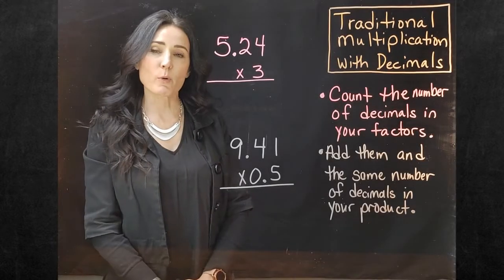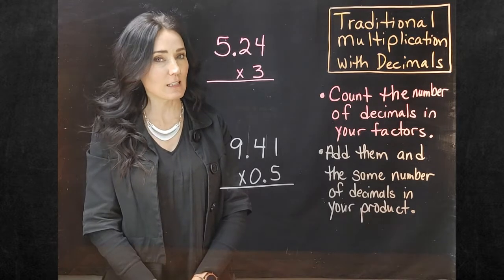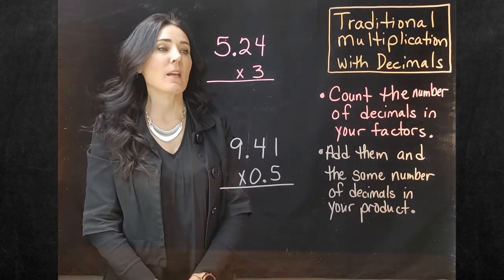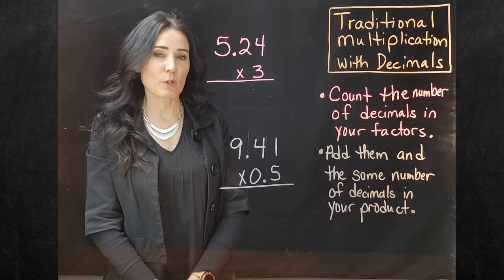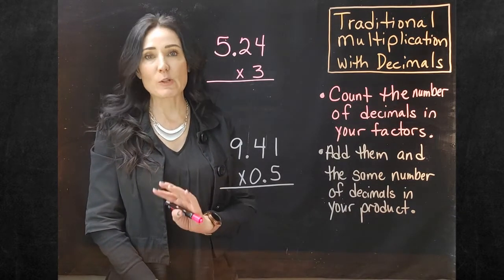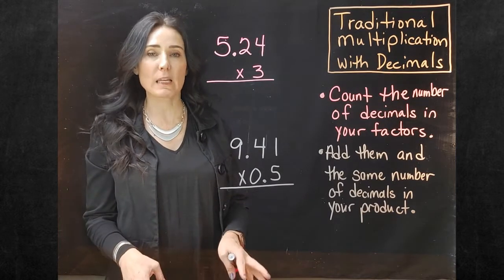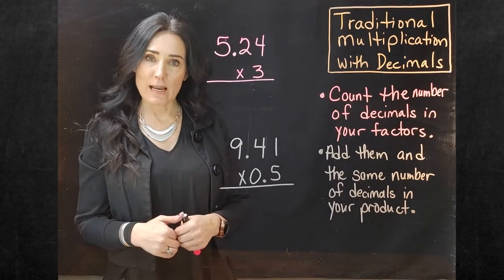All right, so for this problem, we're going to use the traditional multiplication method, but we're going to be using decimals, or we have decimals in the problem. So one of the things you want to do when you're multiplying with decimals, the traditional method, is you multiply like normal. So you just do the traditional method, you just do all the multiplication, and at the end, you're going to add the decimals in.